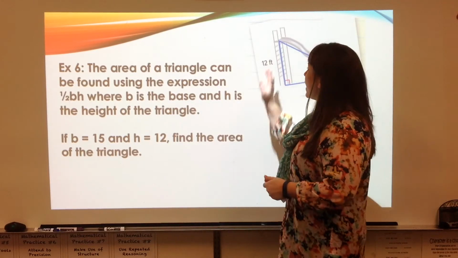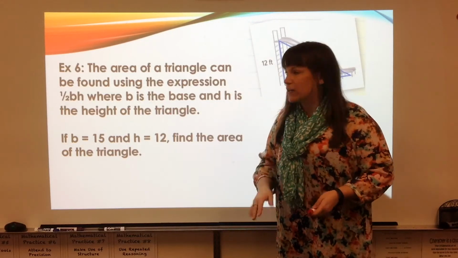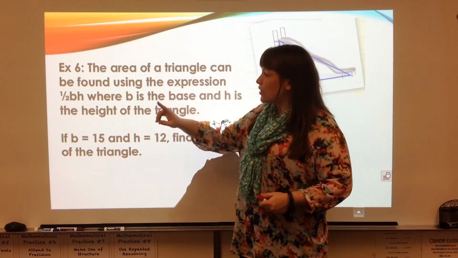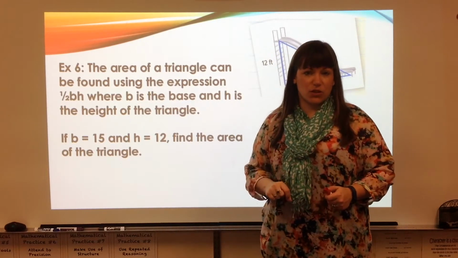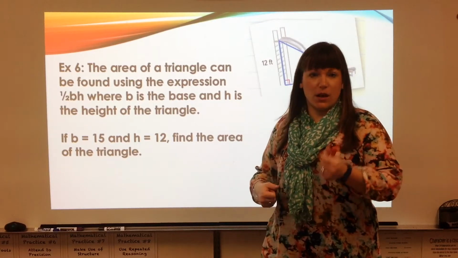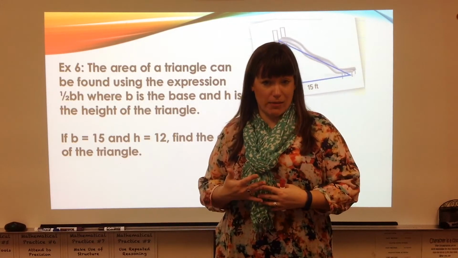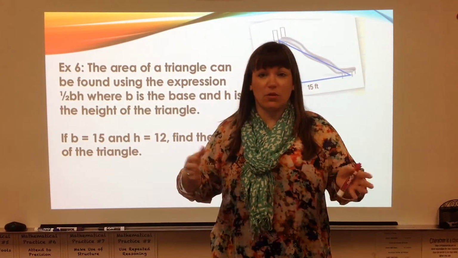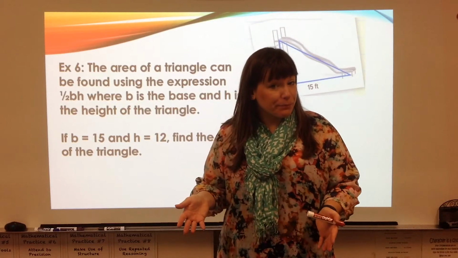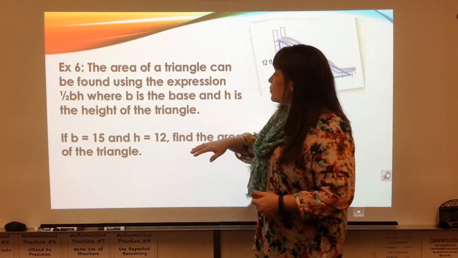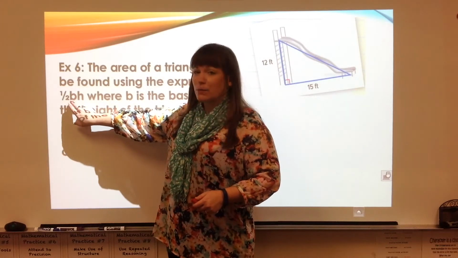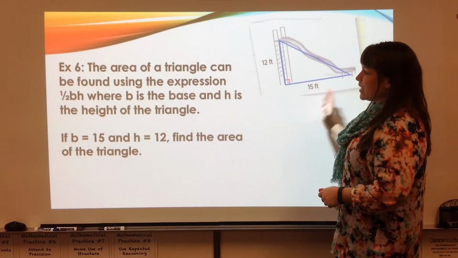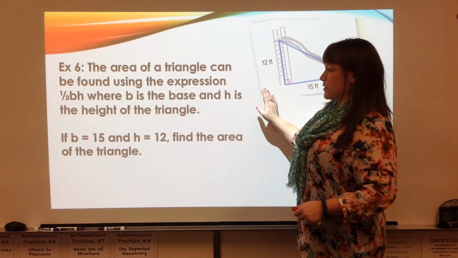So here we have a problem. We have a picture of a slide that makes a triangle. The area of a triangle can be found using the expression 1/2 BH. Now these are just a fraction, a variable, and a variable all smushed together. When you see 2 variables or a number and a variable, what is the glue holding them together? Multiplication. So this is the expression 1/2 times B times H, where B is the bottom, the base, and H is how tall it is, the height of the triangle.